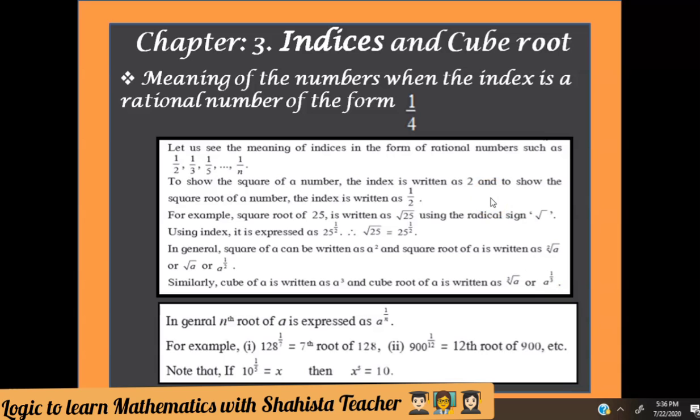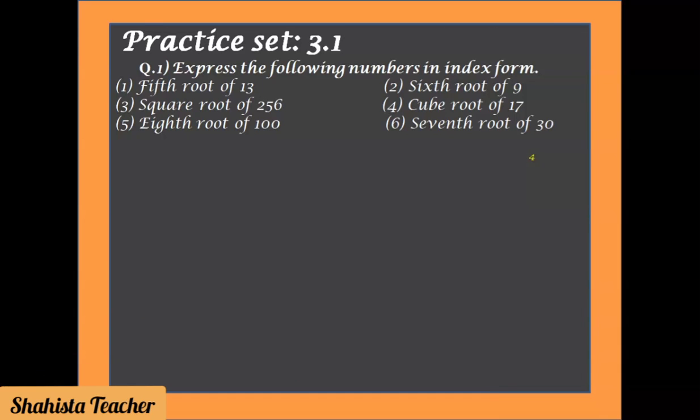Now let's move on to the next slide. Now students, on the basis of the previous example, nth root of a is expressed as a 1 upon n. We will solve this practice set 3.1. So here we will apply that rule where nth root of a is expressed as a 1 upon n, and here 1 upon n is a rational number.